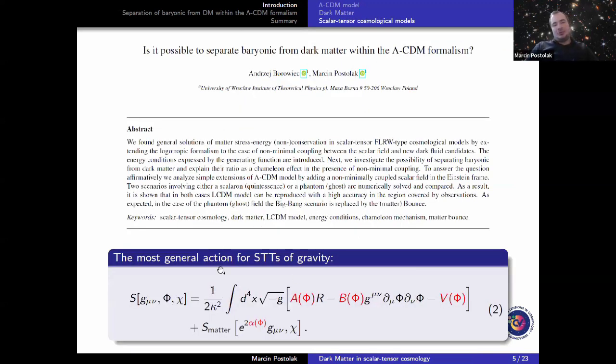I would like to start with the most general action for the scalar-tensor theories of gravity. Here you can see the four frame parameters. A of phi is a coupling between the scalar field and the geometric segment of the action. B of phi is just the kinetic term, which you can observe here. V of phi is, of course, a self-interaction of the scalar field, and alpha of phi is the function which describes the non-linear coupling between the matter part and the scalar field in our scalar-tensor theory.